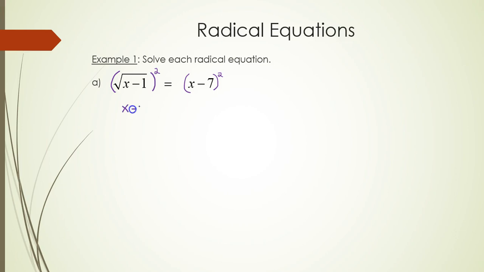You are left with x minus 1 equals x minus 7 squared. That is a binomial to the second power. Remember, that's like saying x minus 7 times x minus 7. If you were to FOIL this out, you get x squared minus 14x plus 49.